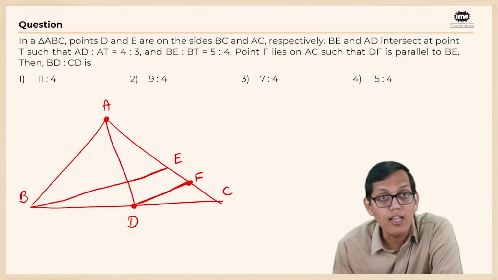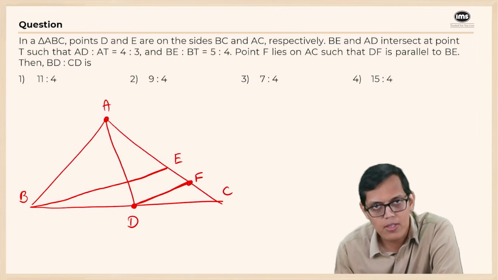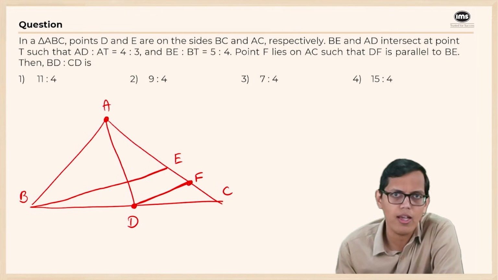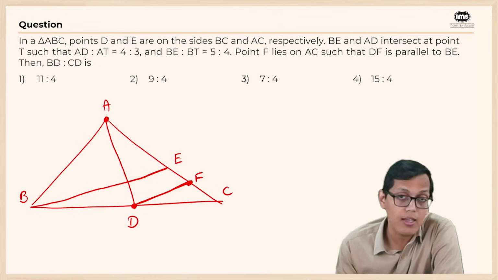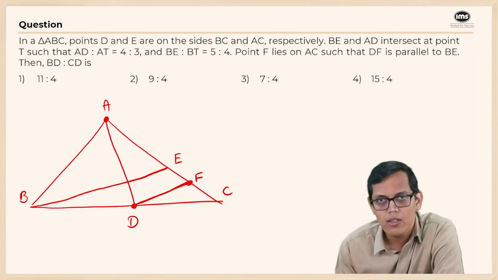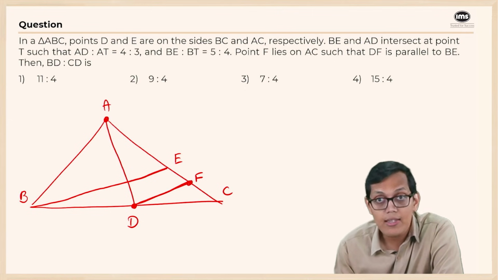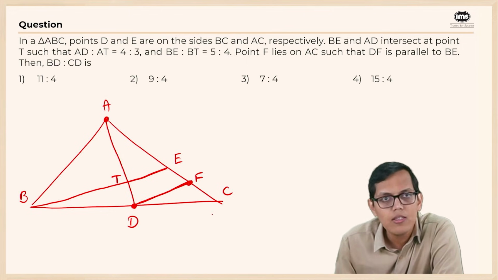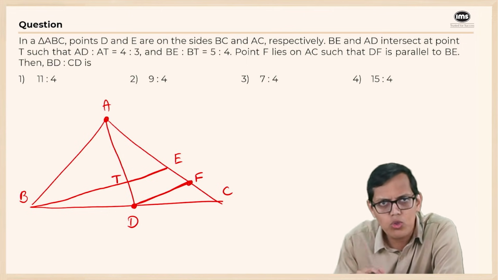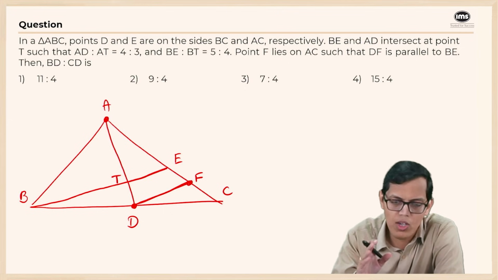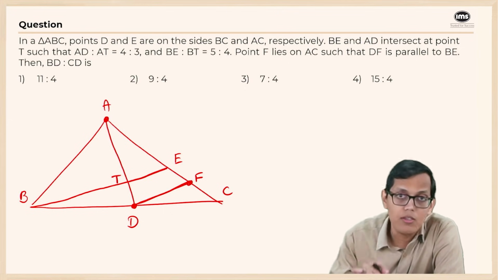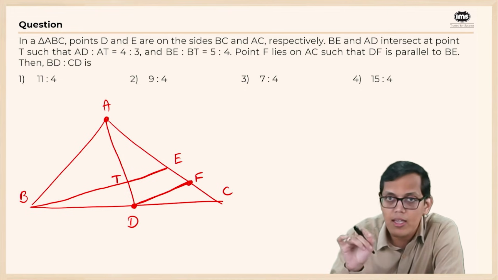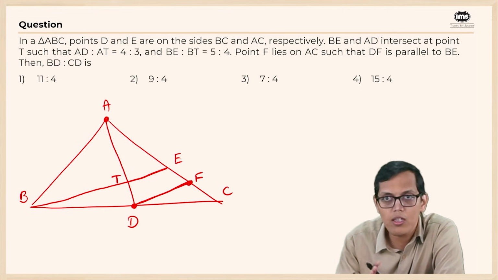Triangle ABC has points D and E on the sides BC and AC. As you can see in the figure, I have drawn a random triangle ABC. You can see point D lying somewhere on line segment BC and point E lying somewhere on line segment AC. Now, BE and AD intersect at point T. It's time to write T here such that AD to AT is 4:3 and BE to BT is 5:4. Further, point F lies on line segment AC such that DF is parallel to BE.